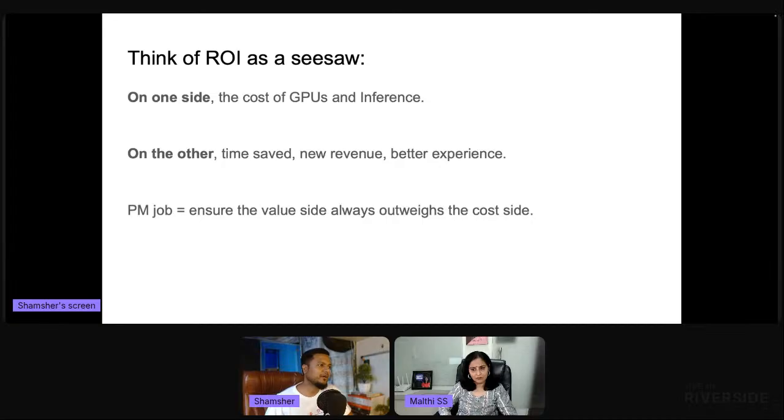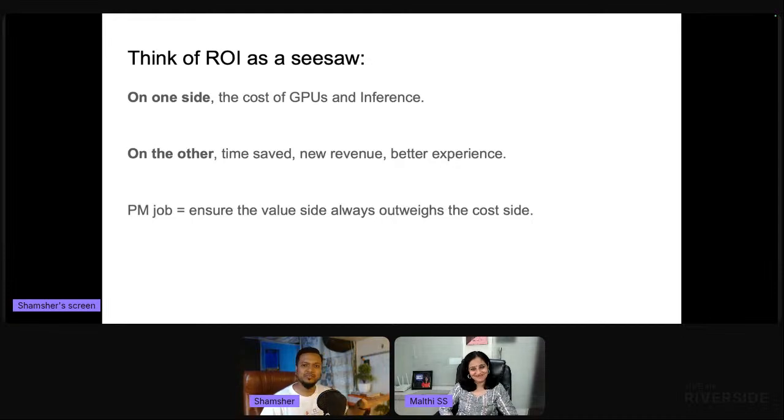The other side also consists of new revenue opportunity and a better user experience. If you give your user a better experience from your AI products, that creates stickiness. That means they will come to you again and again, which means they will generate some revenue for you. But if you're not able to generate a better user experience through your AI products, it will cost you. Users won't come back, and you will have to keep adding features, trying to convince users that your product is better than another product.